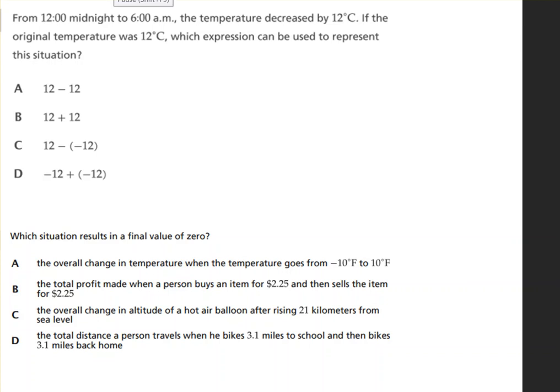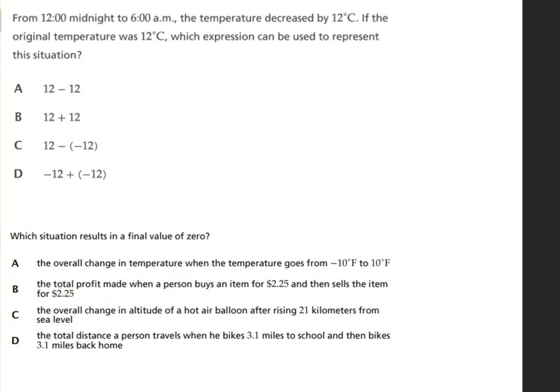I'm here to review the Number System Standard 1A, which is describe situations in which opposite quantities combine to make 0. So we have two problems to review that standard today. The first one, from 12 o'clock midnight to 6 a.m., the temperature decreased by 12 degrees Celsius. If the original temperature was 12 degrees Celsius, which expression can be used to represent this situation?